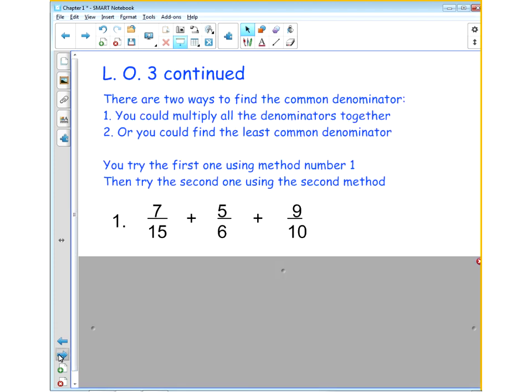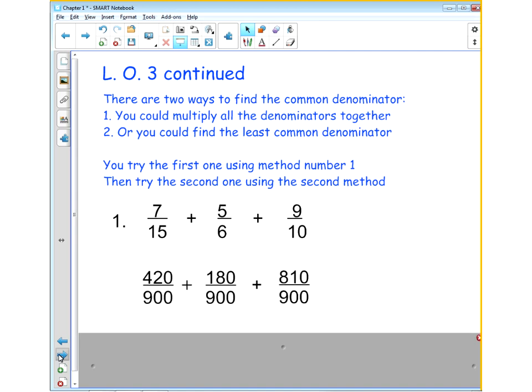All right, next up, we're going to take a look at a little bit more in Learning Objective 3. There are 2 ways to find the common denominator. You could multiply all the denominators together, or you could find the least common denominator. Let's try it the first way with this first problem.